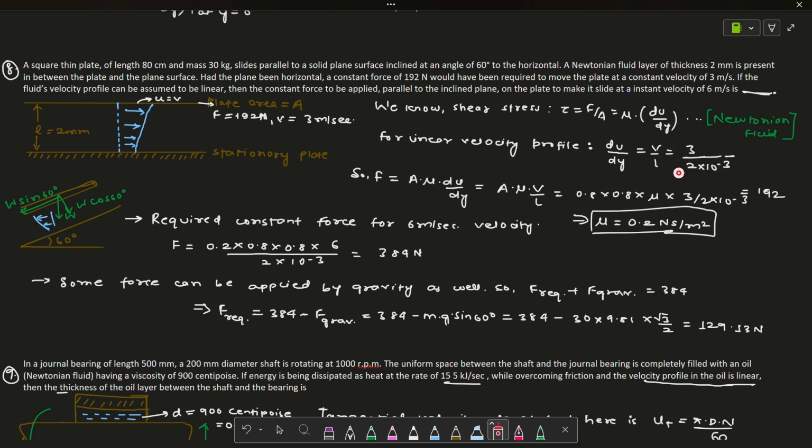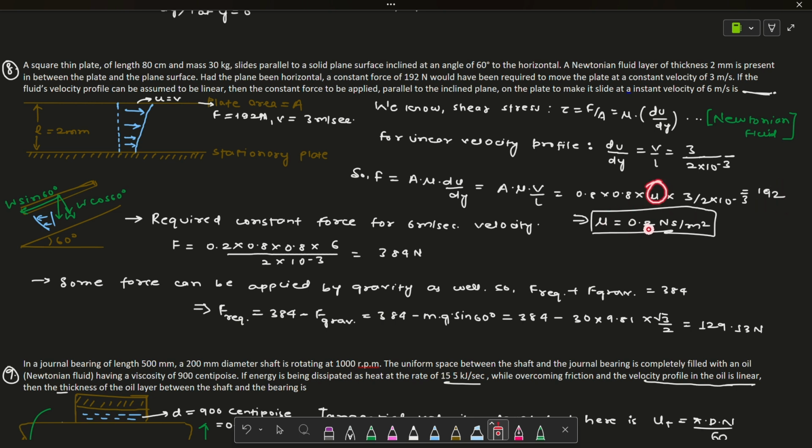The value of V is 3 meter per second, and L is 2 millimeter, so 2 into 10 to the power minus 3. Now F equals mu A V by L. The length is 80 centimeter and it is a square plate, so A is 0.8 into 0.8, multiplied by mu, by 3, divided by 2 into 10 to the power minus 3. The value mentioned in the question is 192 newton.